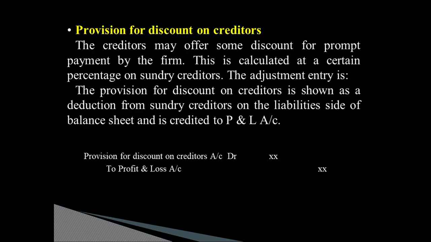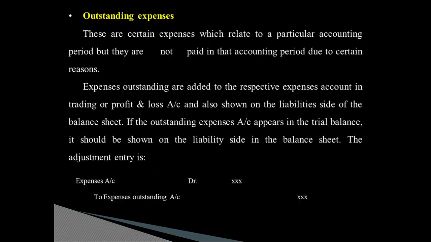The adjustment entry is provision for discount on creditors account debit to profit and loss account. It will be shown on the liability side of the balance sheet and in the profit and loss account credit side. Next, outstanding expenses. This means that there are certain expenses which are unpaid at the end of the financial year. It is also taken into account while preparing the balance sheet and the trading and profit and loss account to know about the true profit and true financial position.